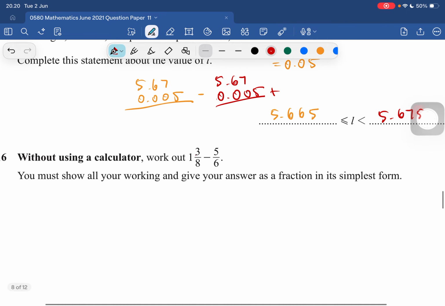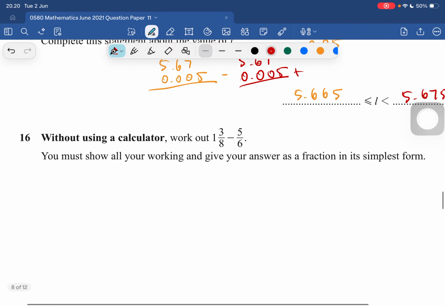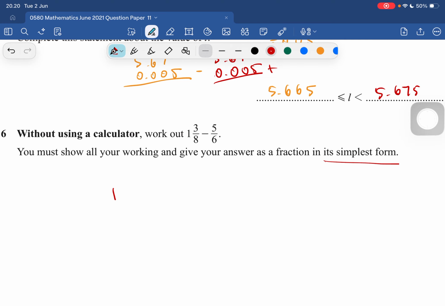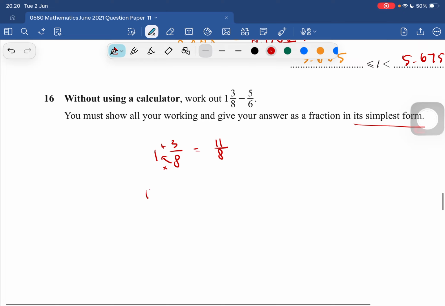Okay, 16. Without using a calculator, work out 1 and 3/8 minus 5/6. You must show all your workings and give your answer as a fraction in its simplest form. We have 1 and 3/8. Let us change it: we multiply and add, so we get 11/8. Okay, 11/8 minus 5/6.